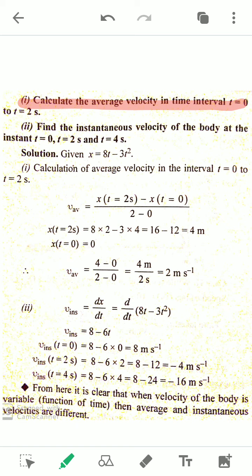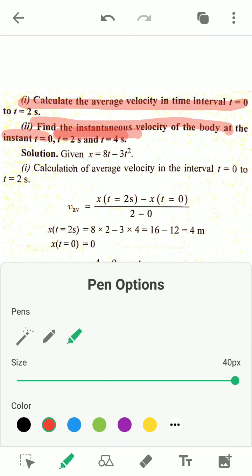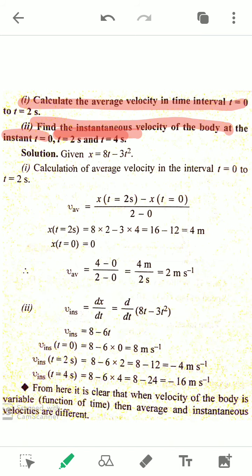Similar process. Find the instantaneous velocity of the body at the instant when t equals 0, when t equals 2 seconds, and when t equals 4 seconds. Similar method we apply and solve it. According to the question, the displacement equation is x equals 8t minus 3t square.